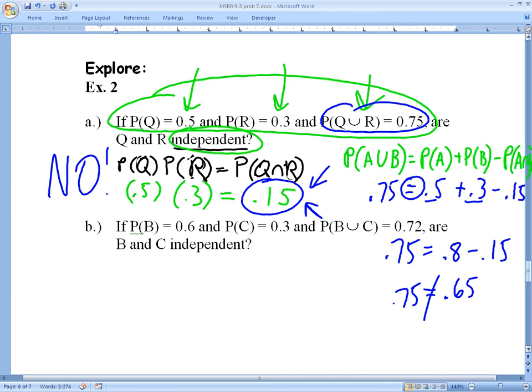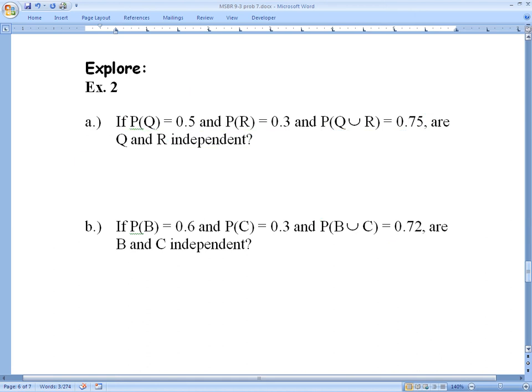Because once again, we tried using the independent formula. If they were independent, this would be our answer of the probability of Q and R. But then when we checked it in the combined events formula, we didn't get a true statement. So that answer must have been wrong, which means they are not independent. If you think you got that one, why don't you pause the video and try to do part B on your own.